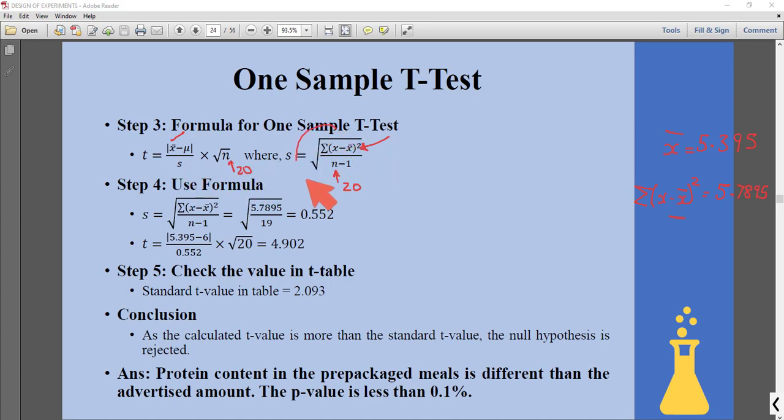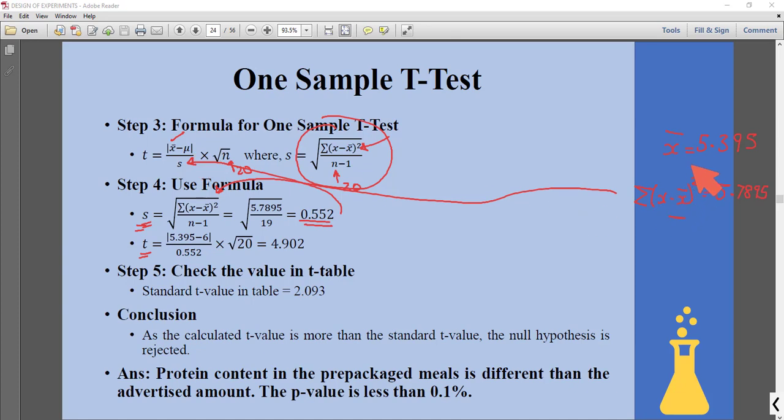S is what? S is this value. We will calculate it, so that is what we have done over here. We have calculated the value of s. Just substitute this value in this formula, and put n is equal to 20 because there are 20 samples. Then we will get the value of s. Then we will find out the value of t. Just substitute this value that we just found over here.